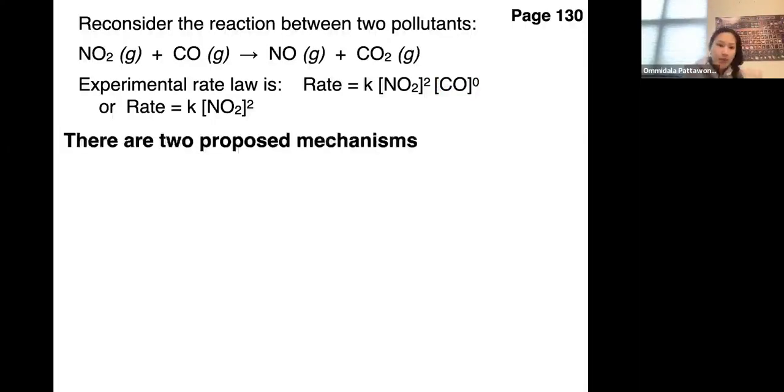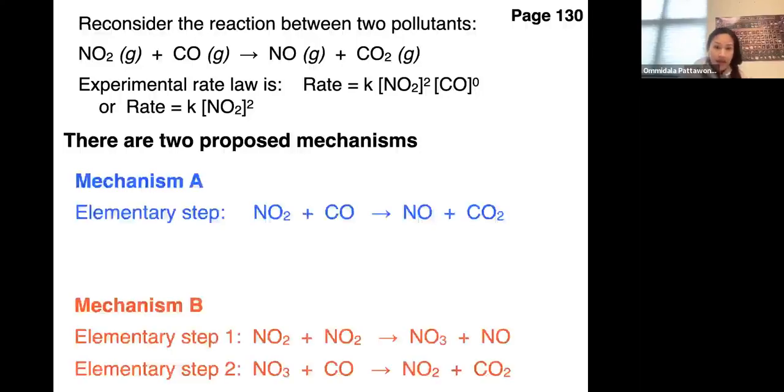So let's say that the scientists proposed two mechanisms for this reaction. Okay, so mechanism A involves a molecule of nitrogen dioxide reacting with carbon monoxide right away to produce the product. And mechanism B involves a two-step reaction, right? So it involves elementary step 1 and elementary step 2.